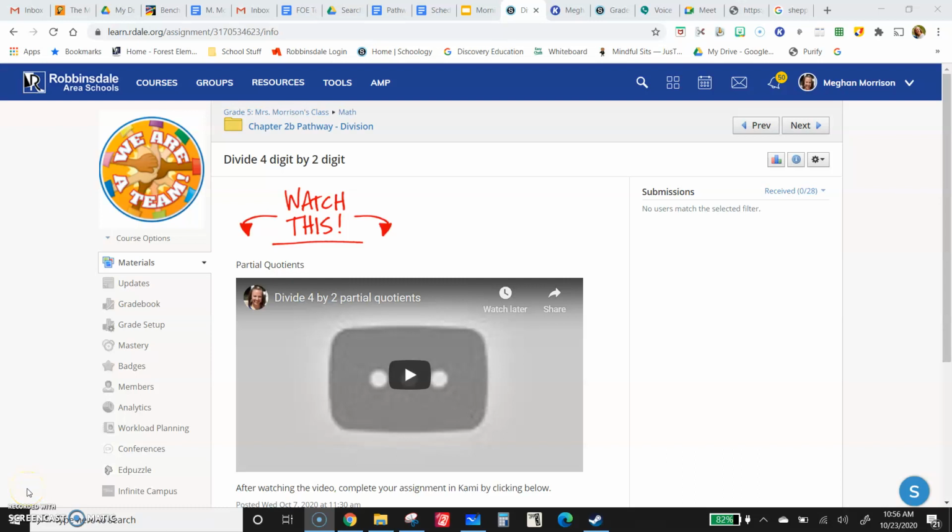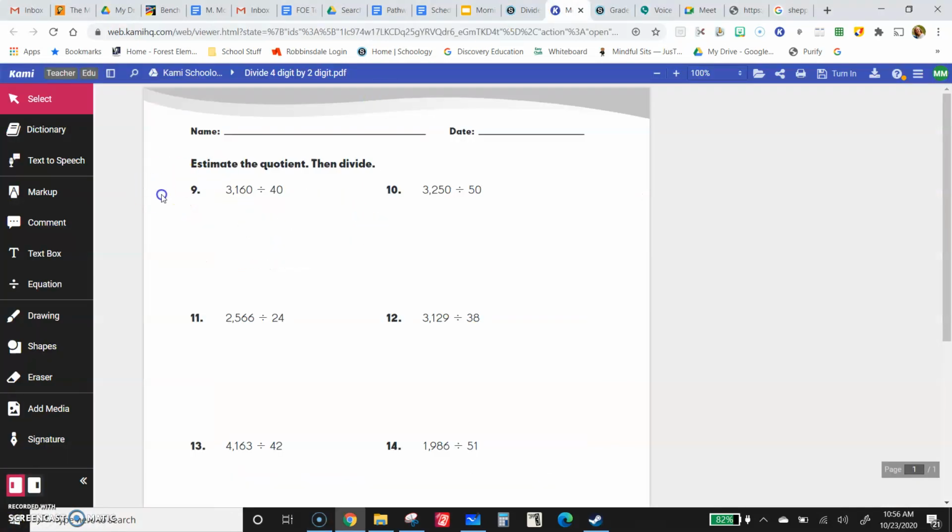Long division, here we go, 4-digit by 2-digit. This is your last long division assignment for this pathway, so woo, party, party. One thing to know about the assignment, it says estimate the quotient, then divide. You can just do the long division. You do not have to estimate first.